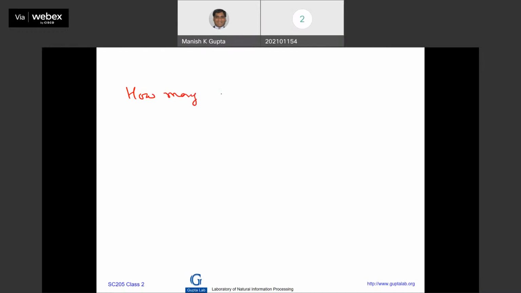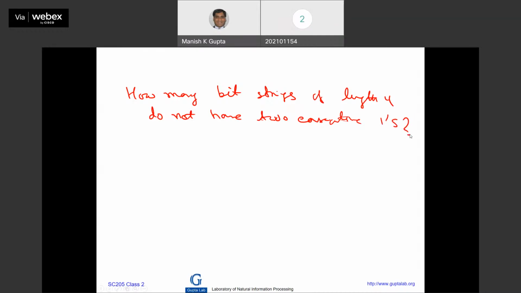How many bit strings of length 4 do not have two consecutive ones? We have to make binary strings of length 4 where none of the strings has two consecutive ones. How many of them will be there?